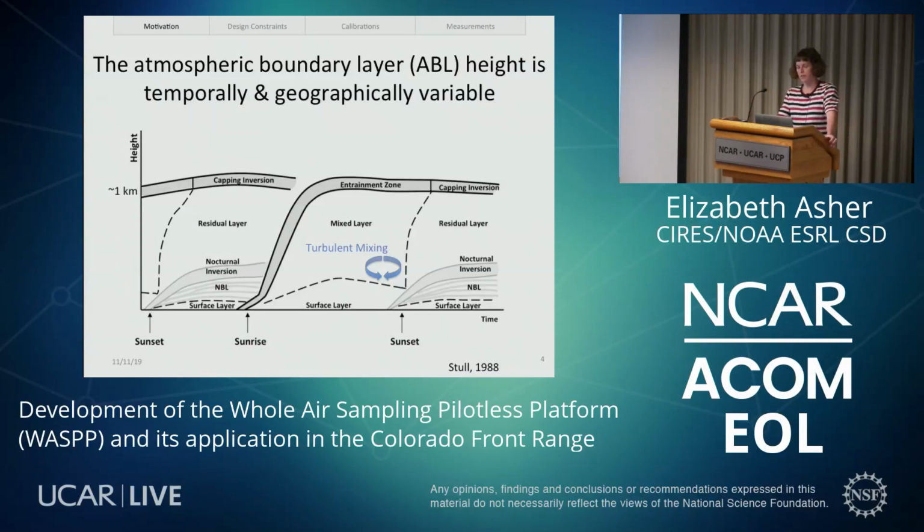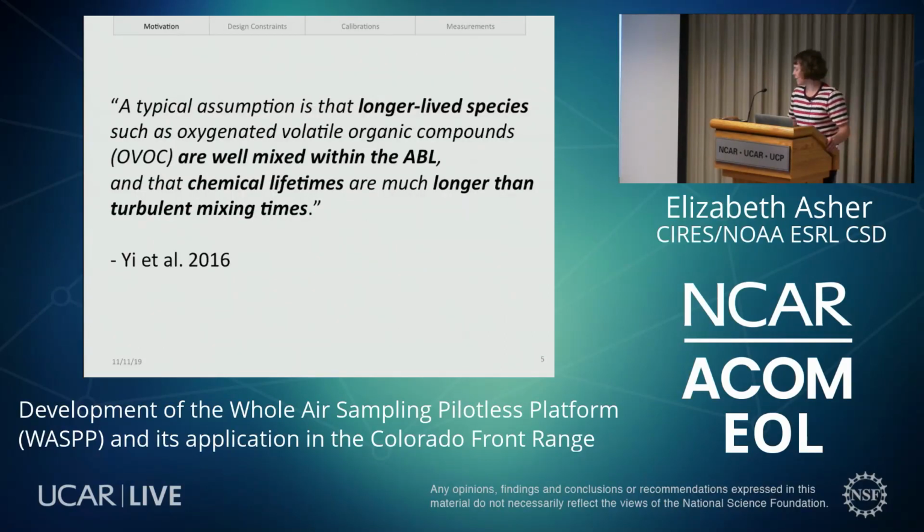So the atmospheric boundary layer is temporally and geographically variable. And as well as between transitions of day and night, during the daytime, it's got a mixed layer that's driven by turbulence. But I hope to show that even that has some variability within it. So I really like this quote from a relatively recent paper. A typical assumption is that longer-lived species, such as oxygenated volatile organic compounds, or OVOC, are well mixed within the ABL, and that chemical lifetimes are much longer than turbulent mixing times. So although I intend to show in the next couple slides that the latter half of this sentence is certainly true, the first part of this assumption, that longer-lived species are uniformly distributed in the ABL, I don't think is necessarily true.